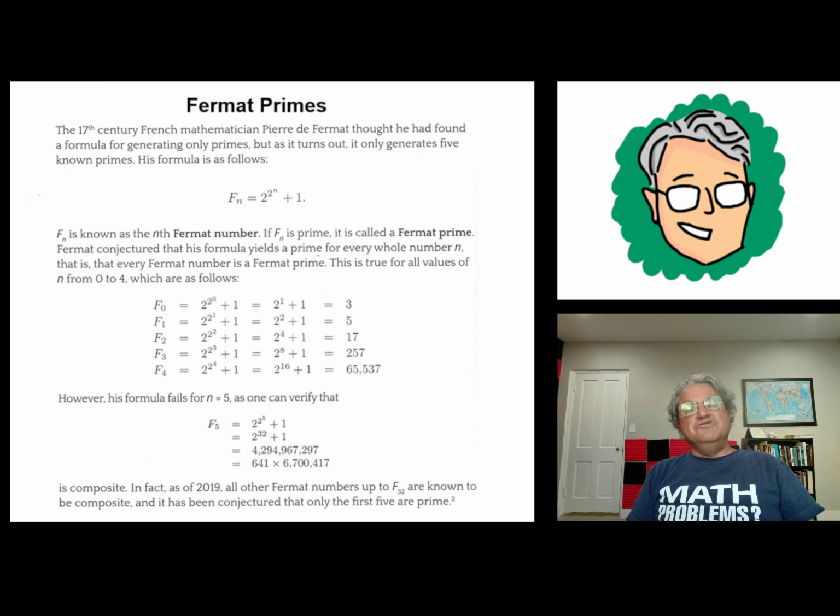F0, that's 2 to the 0 plus 1. Well, 2 to the 0 is just 1. So that would be 2 to the first plus 1. 2 to the first is 2. So 2 plus 1 is 3. And indeed, 3 is a prime.